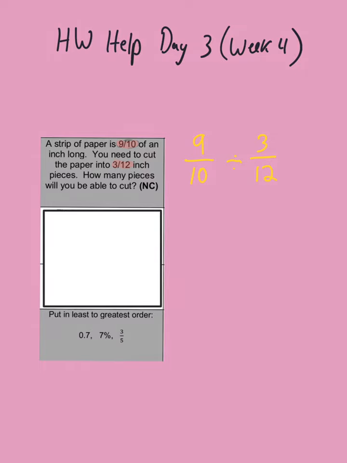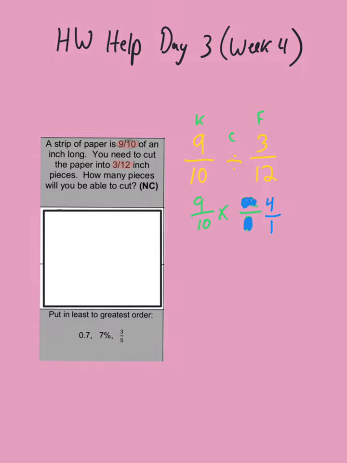Now, since they're both fractions, I'm going to go right ahead and do KCF. Keep, change, flip. Keep it 9/10, change it to multiplication, and flip it to 12/3. Next, I'm going to look for any reducing I can do. I noticed that 12 and 3 divide by 3, so I'm going to divide both by 3. 12 divided by 3 is 4. 3 divided by 3 is 1. Okay, and that's all the reducing I get.